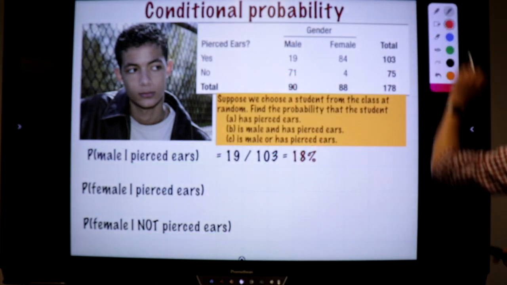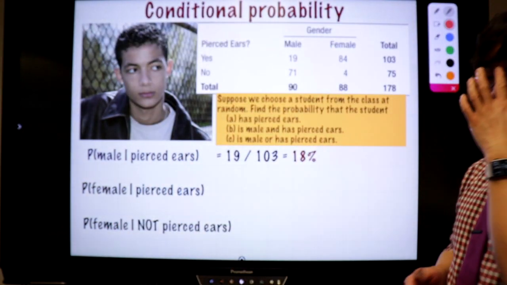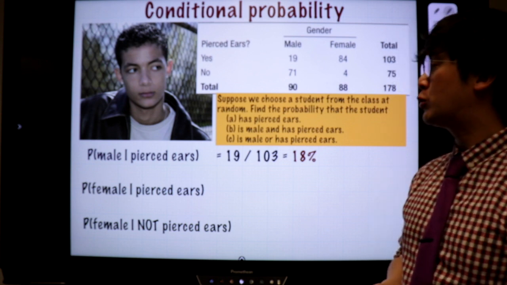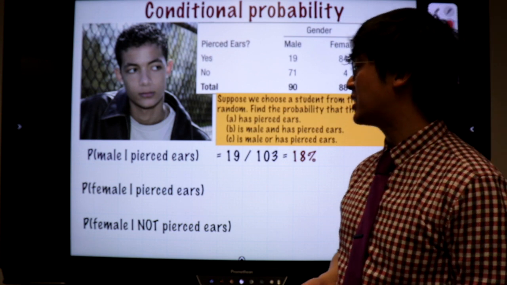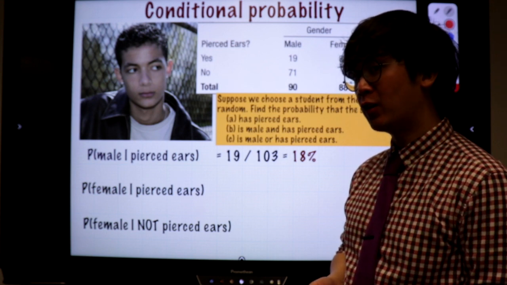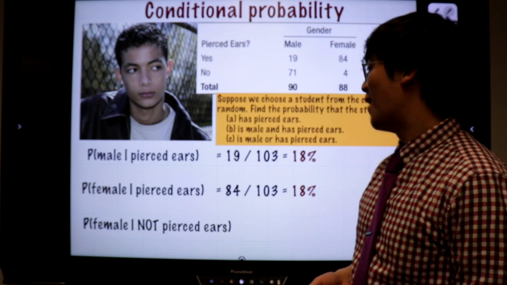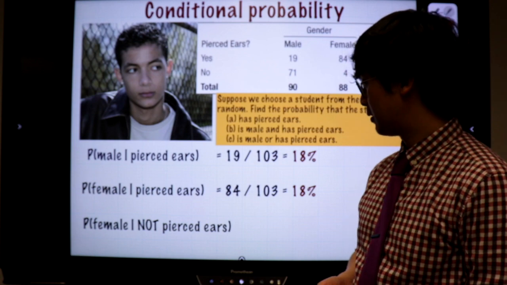So can you please give me the value for those other two fractions for conditional probability? What's the probability that a student selected is a female given that she has ear piercing? 84. 84 out of 103? Yes. What about female given, not pierced ears? 4 out of 75.